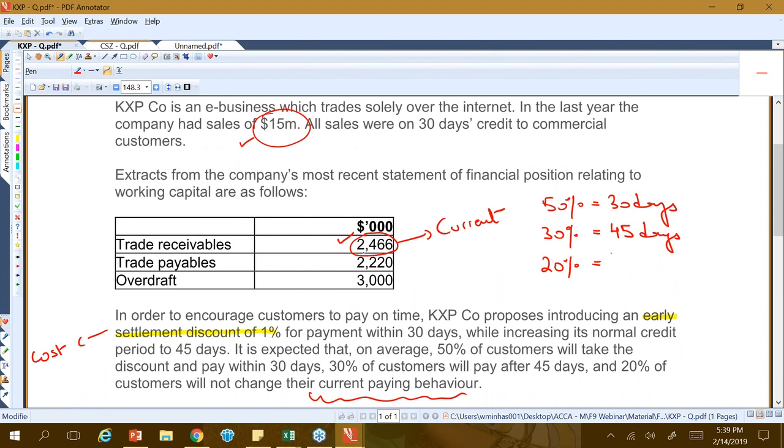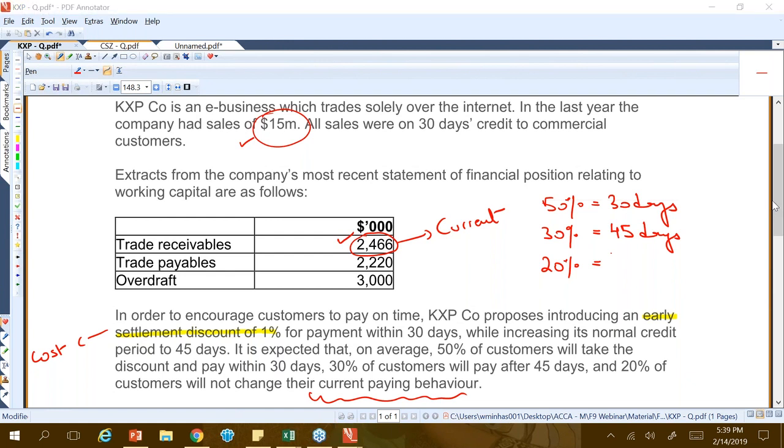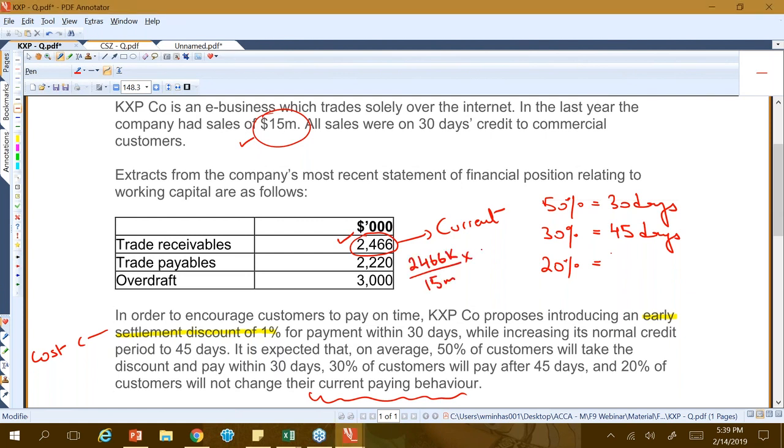So we have the receivables balance, 2466. We have the sales, which is 15 million. And I know there are 365 days. So can you find the current receivables days? Yeah, right answers coming in, 60 days. So what you're doing is taking 2466,000 over 15 million times 365, and you're getting 60 days, which means 20% of customers will take 60 days. Although the business originally granted them 30 days, the current receivables balance is showing that these people are taking 60 days. Well done to all who have given the right answers.